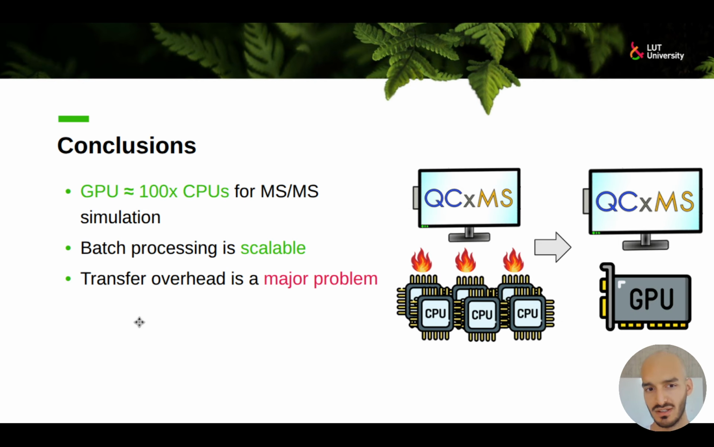Conclusions. So, what I showed in this thesis is that indeed it is possible to use GPUs to replace many thousands, many hundreds of CPUs for simulating MSMS. Batch processing is very scalable when dealing with smaller systems. And transfer overhead is a major problem, and it requires us to port most of the code base from Fortran to CUDA C++. But this is a monumental task.